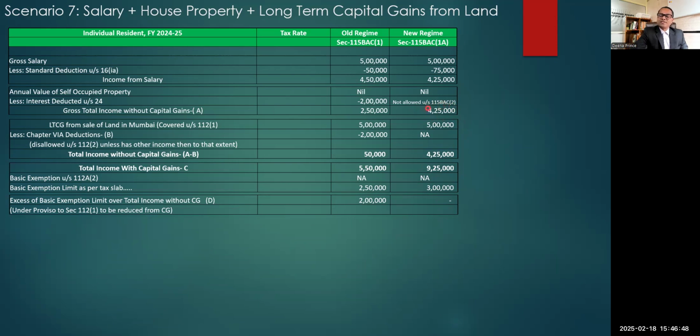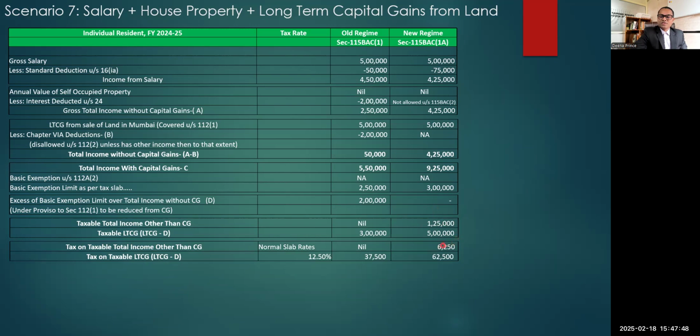So the total income is more than the basic exemption limit and not vice versa. So the basic exemption limit of 3 lakh will get deducted from this 4,25,000. What remains is 1,25,000. This 1,25,000 plus 5 lakh of long-term capital gain is the total income. However, we know that under section 112(1), because this is a capital gain under section 112(1), the tax rate that needs to be applied to capital gains is 12.5%.